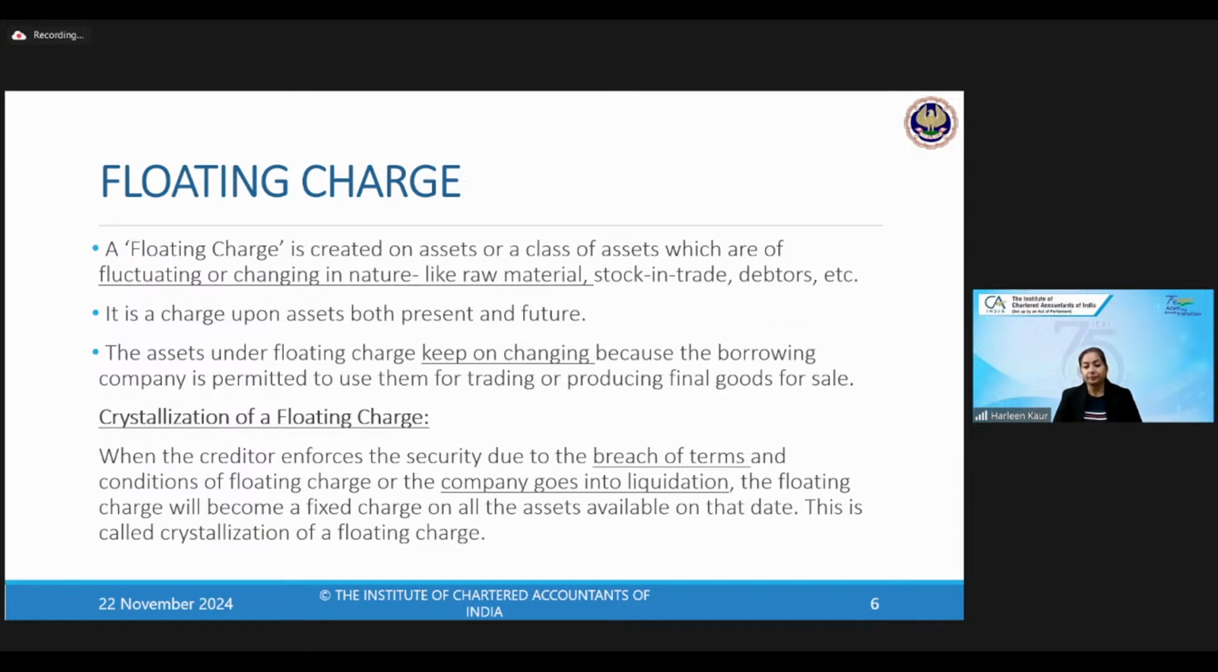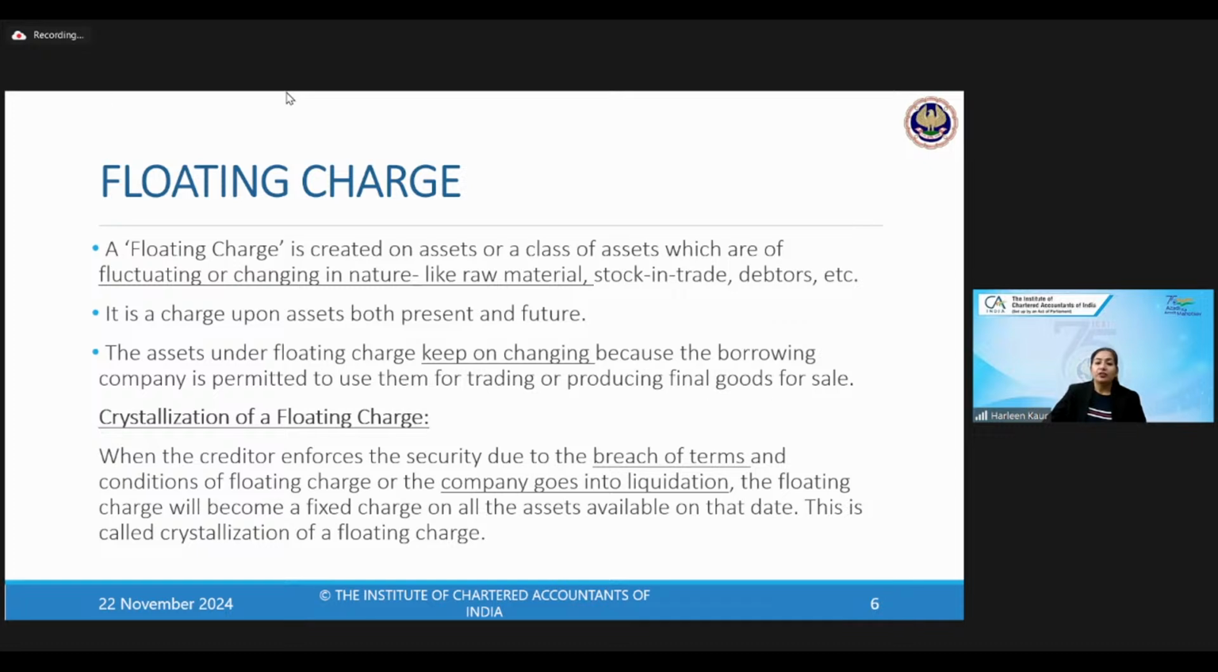the same time. So all these cases where the creditor enforces, means the creditor wants his security back. You have not repaid the loan at the specified time. You agreed to repay it on November 23. It's December 23. You have still not repaid. Crystallization of floating charge can happen. Creditor can request for giving back his security. Is that clear? So the charge becomes fixed on all the assets available on that date. So it is known as crystallization of charges.